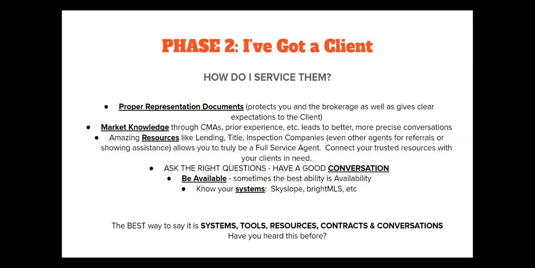Okay. Finally, one of the best things I can say, how do you service clients? Know your systems. On here, I put SkySlope, Bright MLS, etc. That etc., right? What is it? What does that look like? Bright MLS. We can do auto emails. We can do CMAs. CMAs, right? Bright MLS is the source, right?